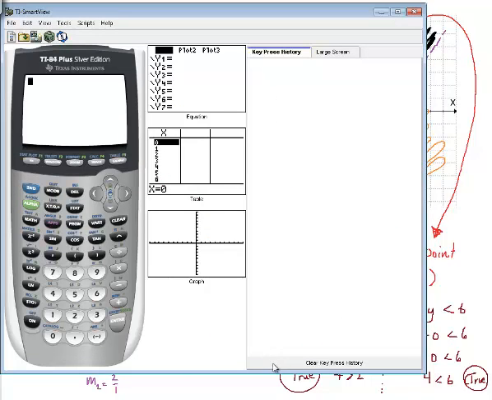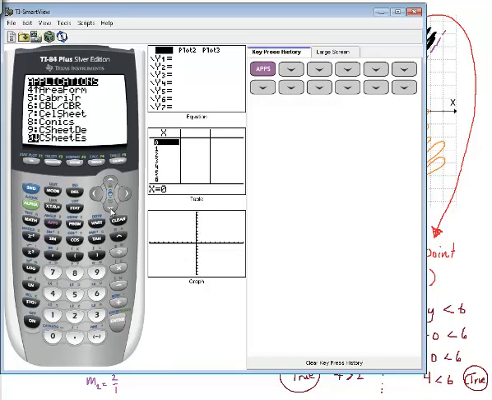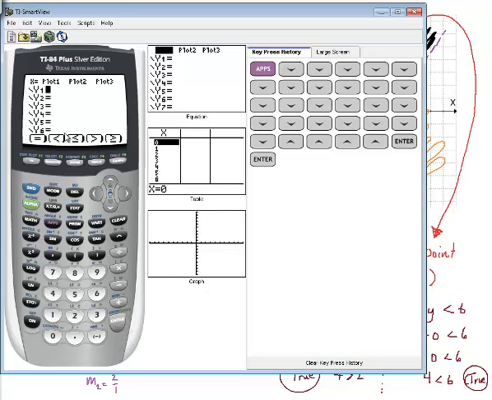Now how do you graph these on your graphing calculator? Well, the first thing you do is find the app for graphing inequalities. If you scroll down, it's several steps down. I can't remember how many, but it's called Inequalz. Let's see, oh, there it is. I just passed it, let me go back. Inequalz. Okay, so hit enter twice.